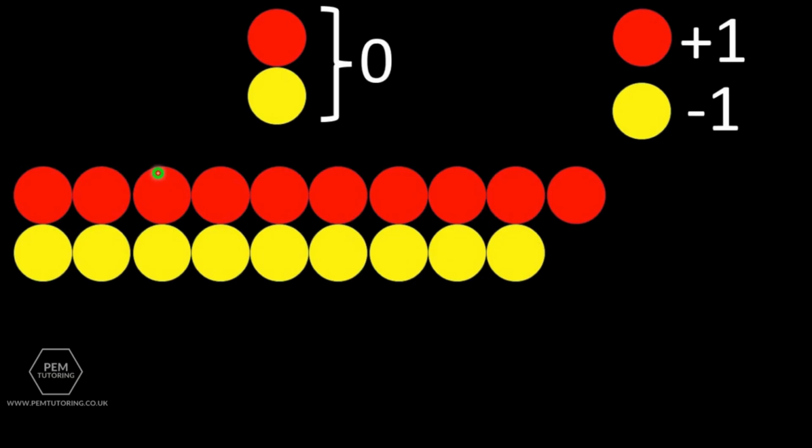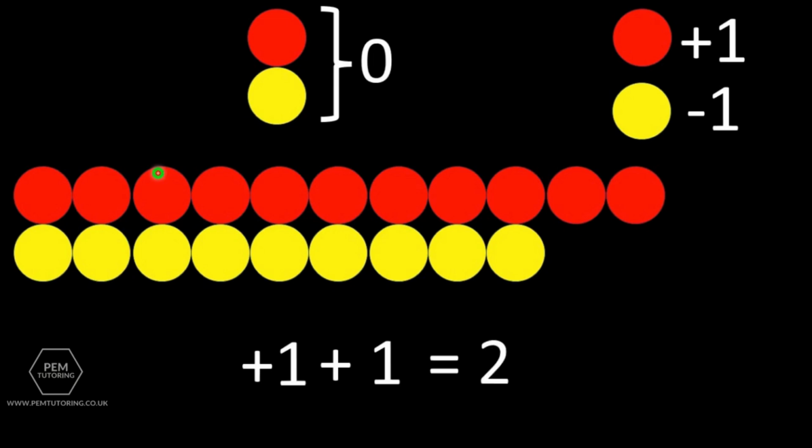If we add a red counter, that's a +1, so we write down +1. If we add another red counter, that becomes 2. So 2 red counters is 2.